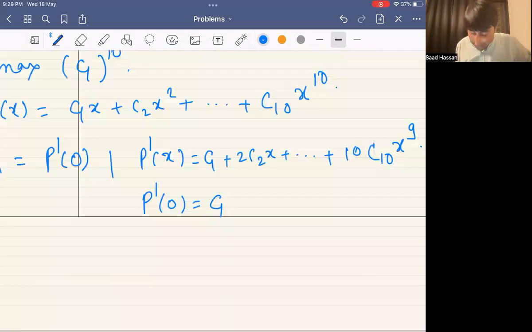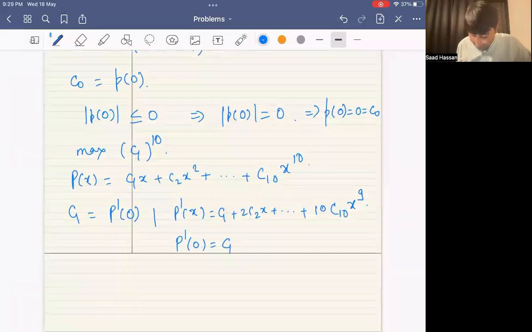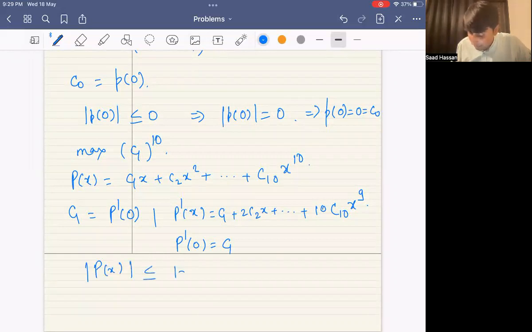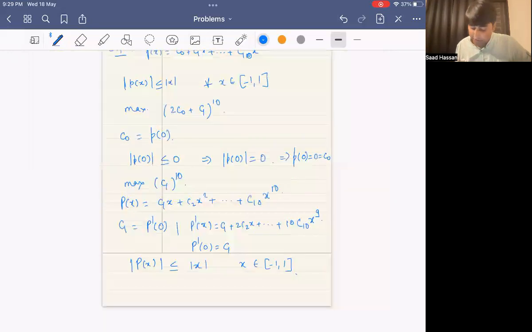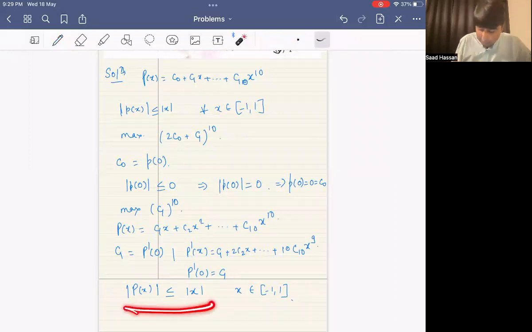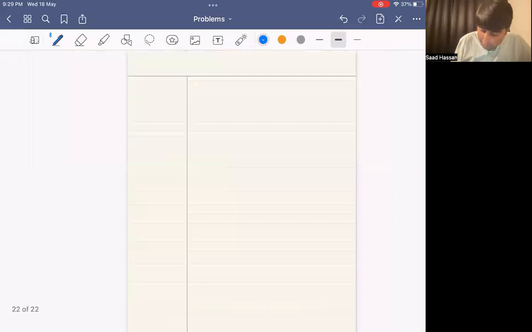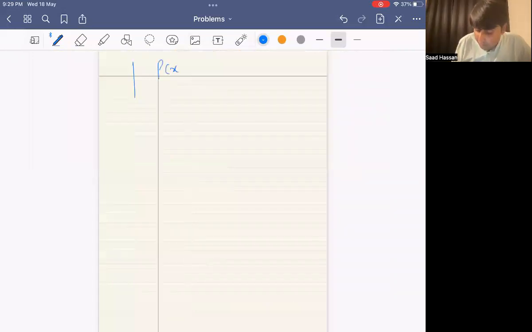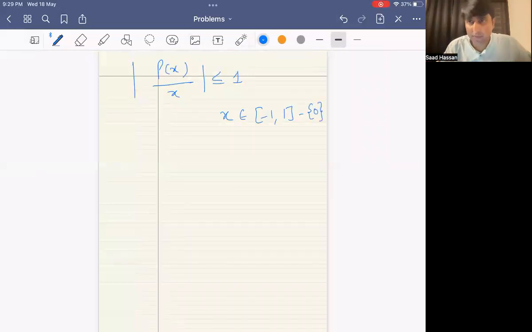The only inequality which we have is that mod of p of x is less than or equal to mod x, and that's valid for all x belonging to -1 to 1. So I'm going to divide this inequality by mod of x. So what you get is that mod of p of x upon x is less than or equal to 1 for all x belonging to -1 to 1, and x shouldn't be 0 because we have divided by x, so x can't be 0, and that's kind of obvious, right?